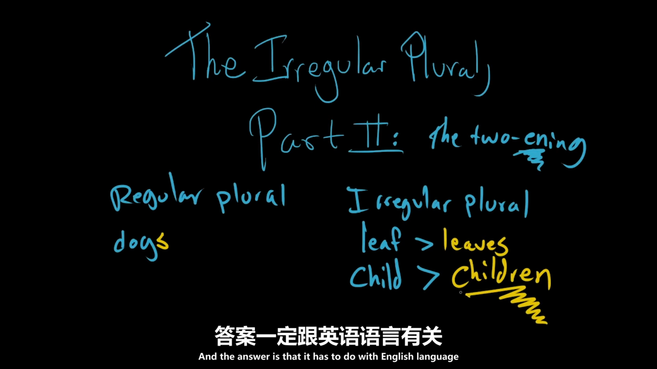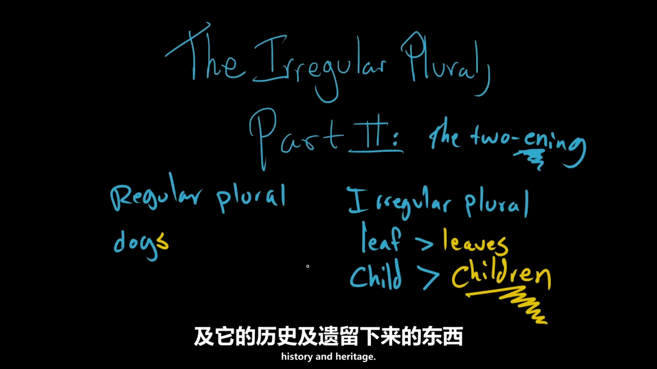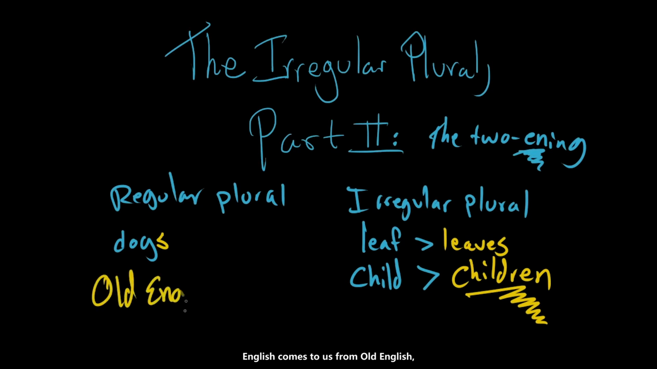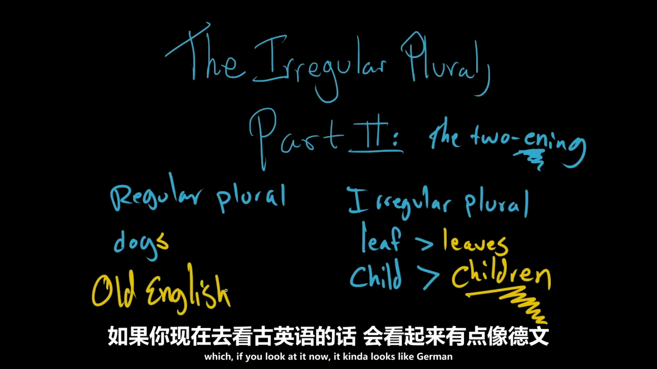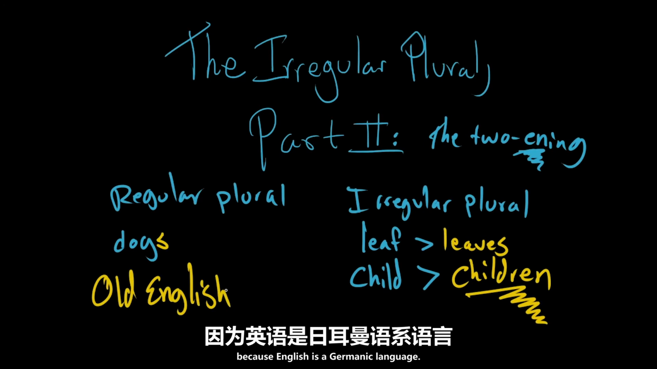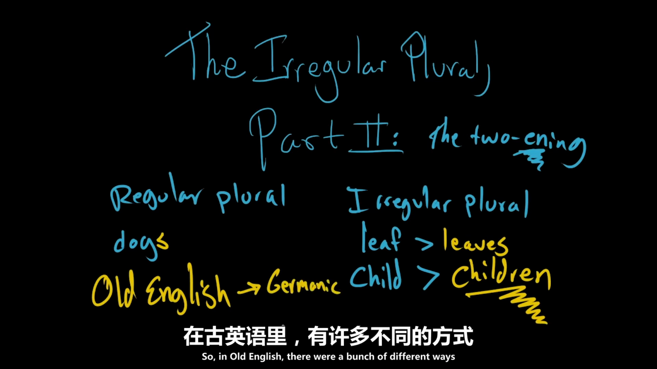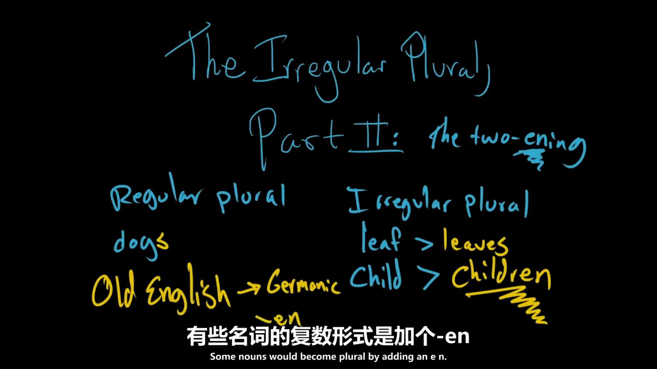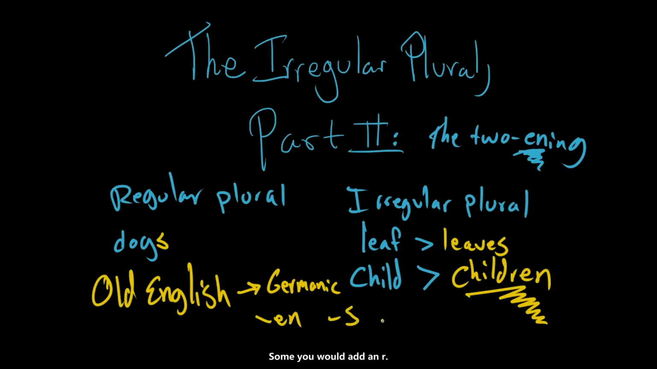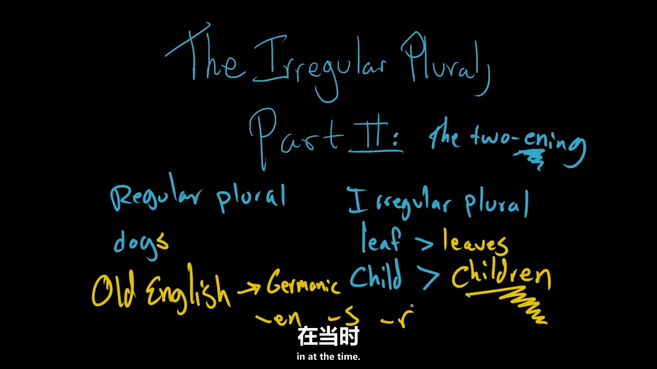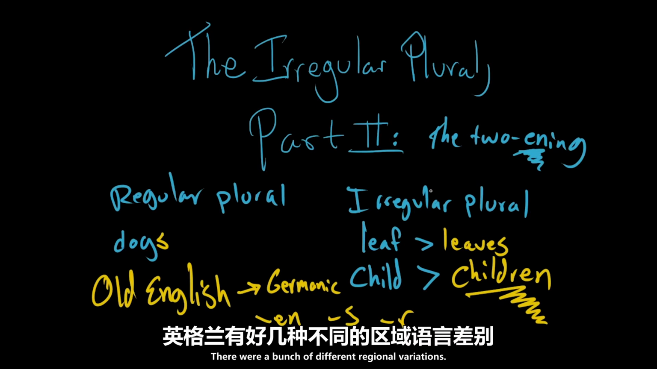And the answer is that it has to do with English language history and heritage. English comes to us from Old English, which if you look at it now, it kind of looks like German, because English is a Germanic language. That's the term linguists use. So in Old English, there were a bunch of different ways to make something plural. Some nouns would become plural by adding an en, some you could add an s, some you would add an r. And part of this depended on what part of England you lived in at the time. There were a bunch of different regional variations.